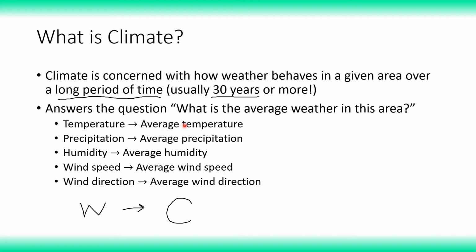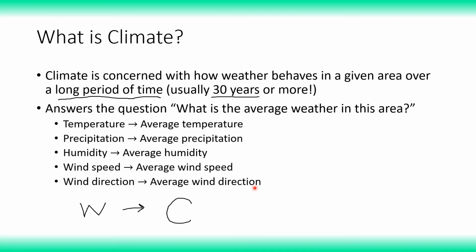So we've got average temperature. Instead of just temperature, now we've got average temperature. Instead of precipitation, which we saw before, now we've got average precipitation. And the same for the rest of these. Humidity, wind speed, wind direction, they all become average humidity, average wind speed, average wind direction.